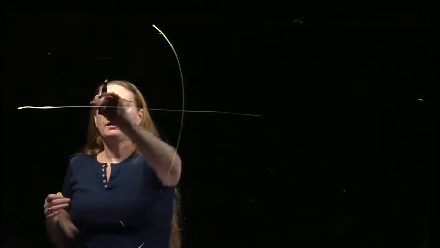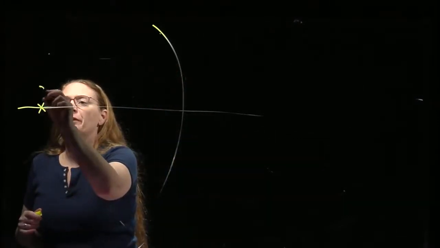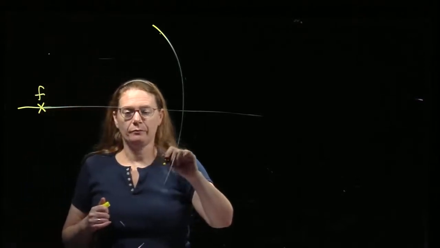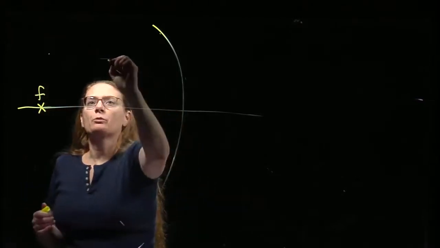So we have a curved mirror. I'm going to do my horizontal axis again. And now we're really close. We're going to have an object close to the mirror. And so I'm going to say my focal is here. And I'm going to put an object real close to the mirror.